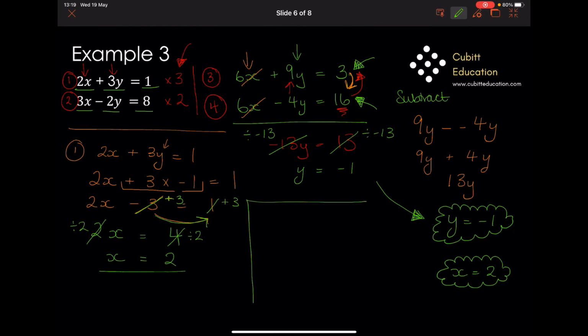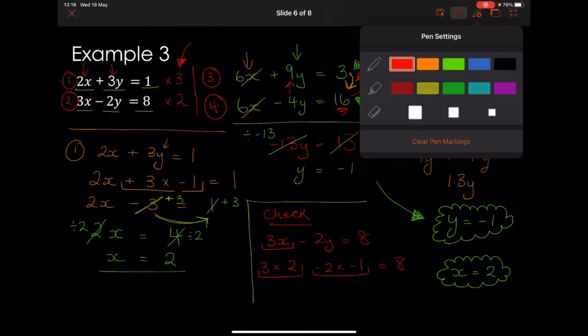And then I'm going to do my final check, just to make sure I'm right. I'm going to use 3x minus 2y equals 8. That means 3x means 3 times 2, and then minus 2 times y is minus 2 times minus 1, and that all equals 8.